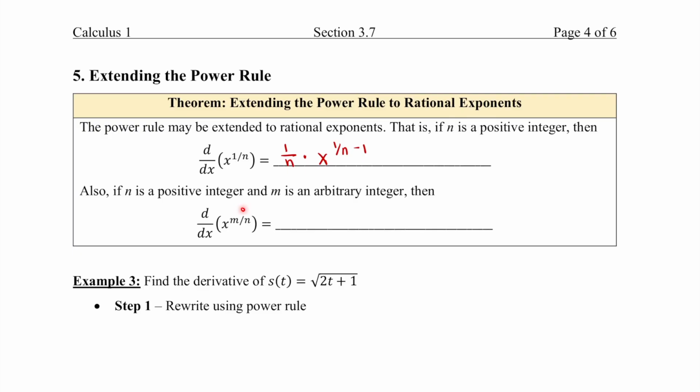And if we have something like x raised to m over n power, then the derivative is m over n times x raised to m over n minus 1. So really, nothing new is happening here. We are just applying the same power rule, even when the exponent is a fraction.